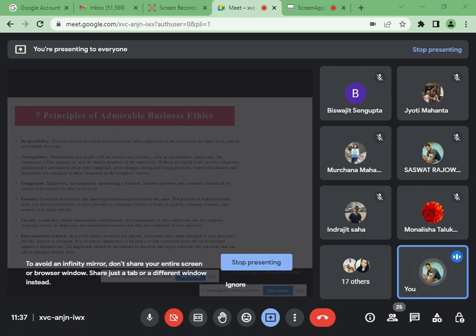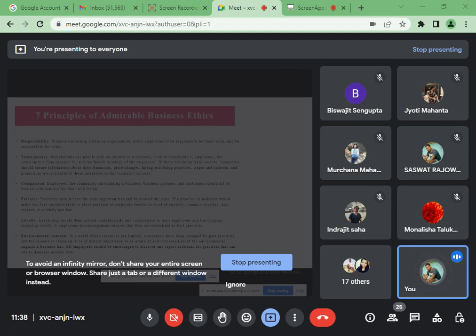Transparency. Stakeholders are people with an interest in a business. Such stakeholders include employees, the community a firm operates in, and the family members of the employees. Without revealing trade secrets, companies should ensure information about their financials, pricing, and hiring practices. Next one is compassion. Employees, the community surrounding a business, business partners, and customers should be treated with concern for their well-being. Next one, fairness.